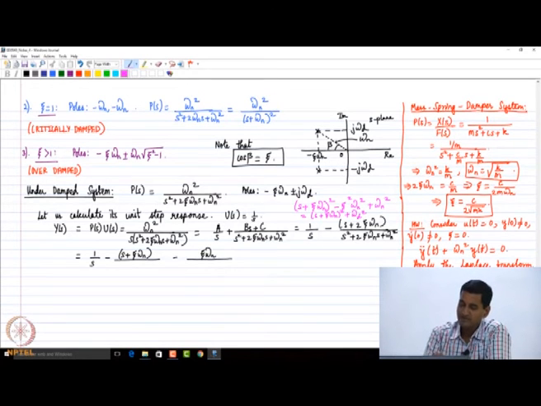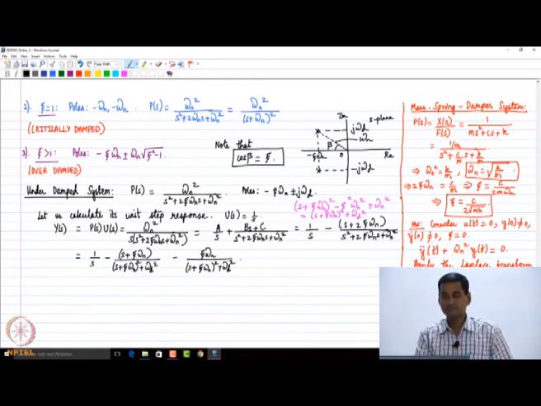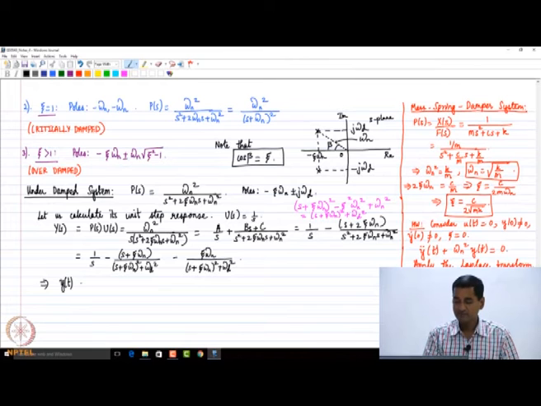So what we have here in the denominator would be s plus zeta omega n, whole square, plus omega d square. Now we are all set, right? If you take the inverse Laplace transform, what will you get? We will get 1 minus, what is the inverse Laplace transform of s plus zeta omega n divided by s plus zeta omega n whole square plus omega d square?